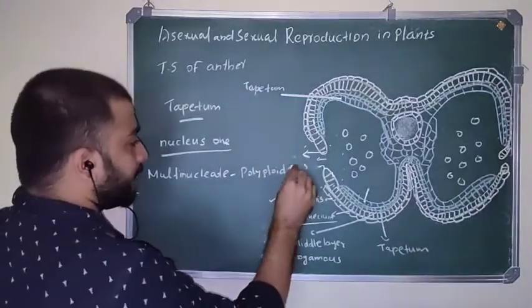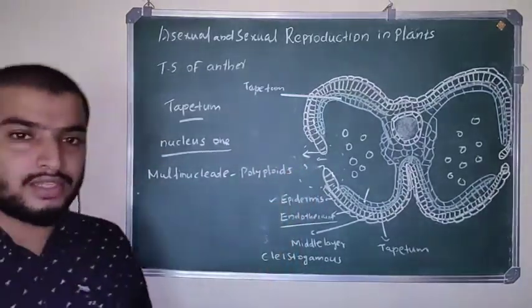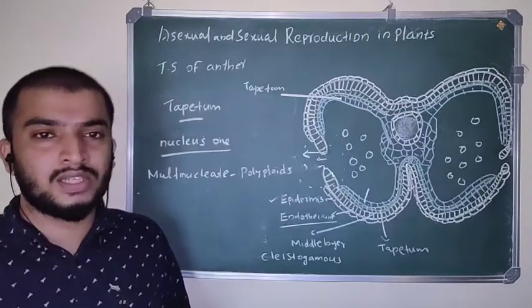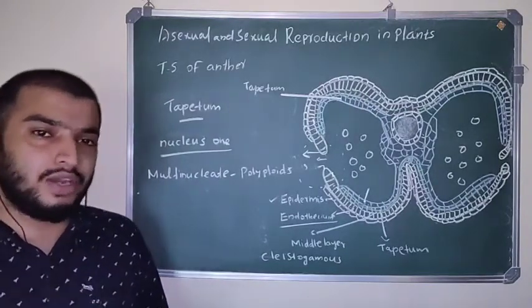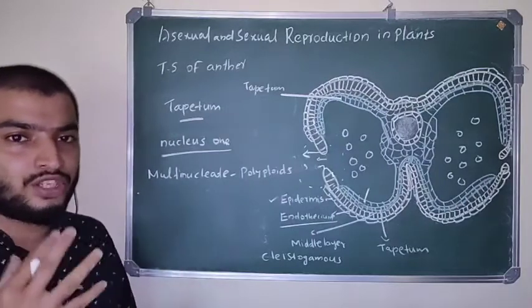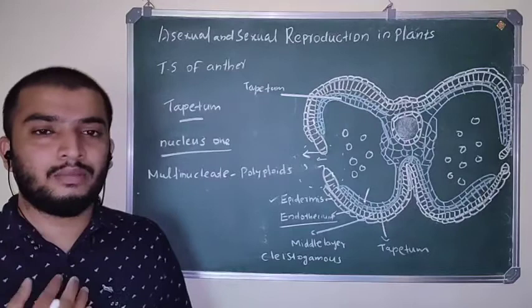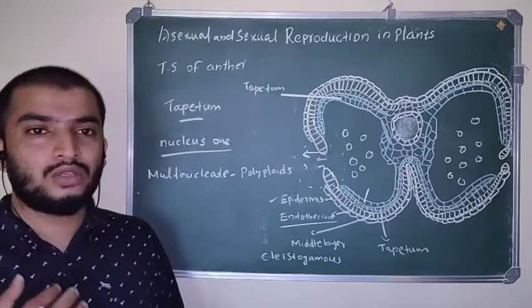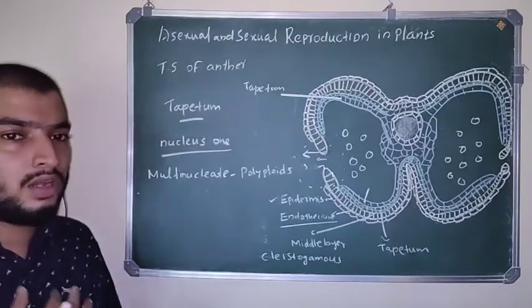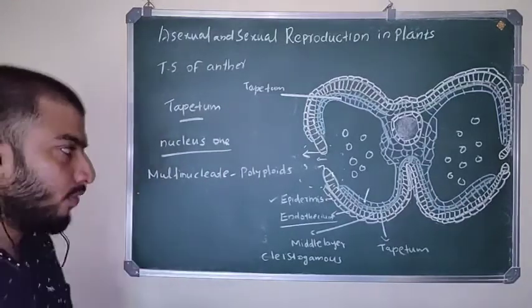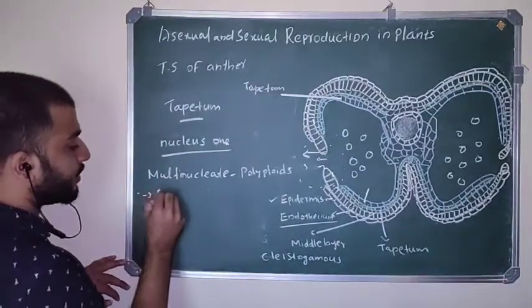And the tapetum gives nutrients for the sporogenous cells and also the microspore mother cells, microspores and pollen grains. So I told you the function of the tapetum: it gives nutrition to developing pollen grains. Okay, so they give nutrients for microspore cells and also pollen grains. That is an important point. Nutrition.